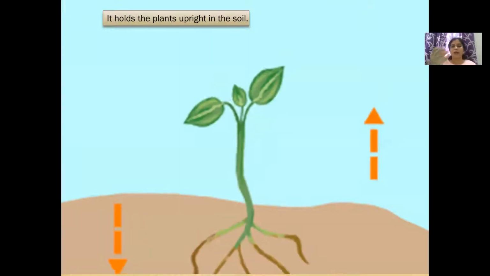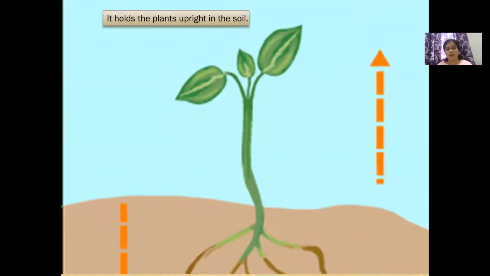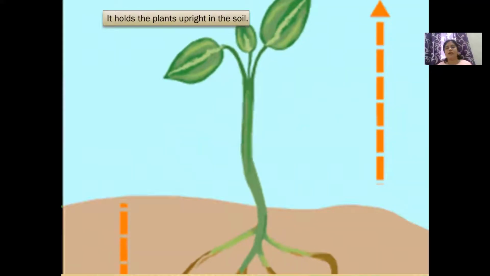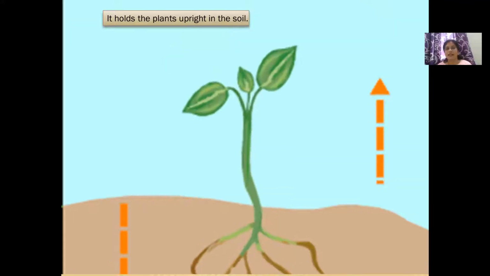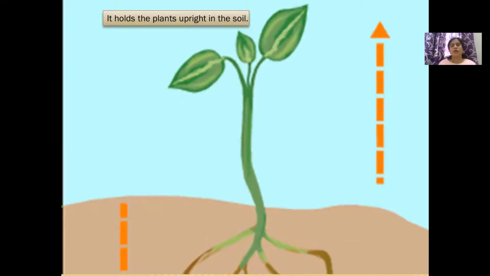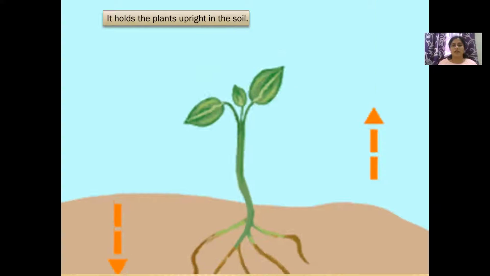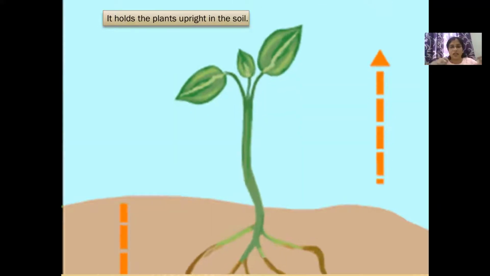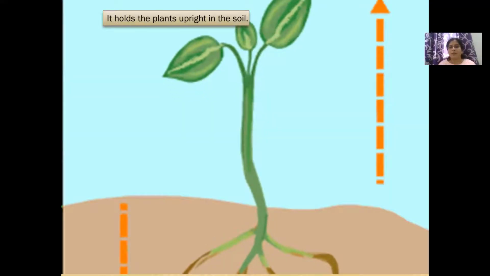And it holds the plant upright in the soil. The way the plant grows upward on the ground, the same way the root also starts growing under the ground. It also increases its size and length. It goes deep inside in search of water and minerals. So what is another function of this root? It holds the plants upright in the soil. See, the way the roots get spread inside the soil, that much stronger the plant becomes and it stands straight.